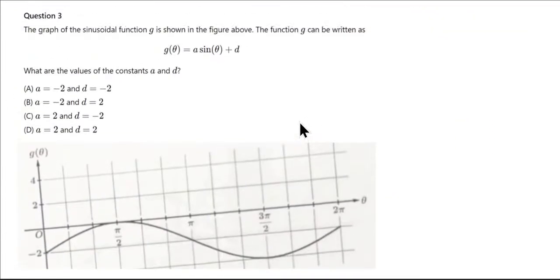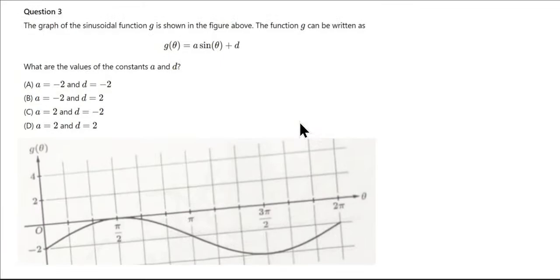All right. Over here, we are given a graph of a sinusoidal function, and the graph of g can be written as a sine theta plus d. We have to find what the values of the constants a and d are in this case. All right.